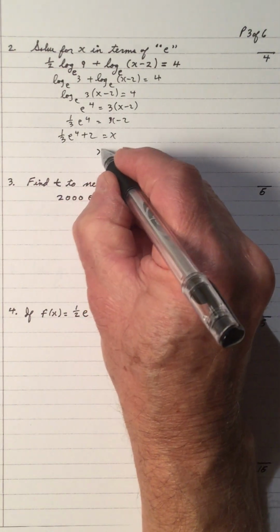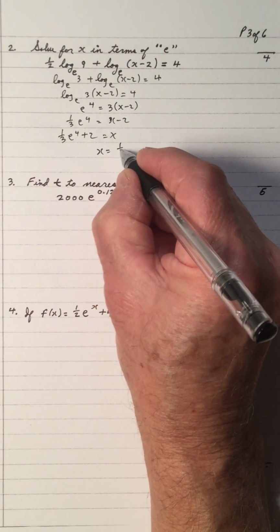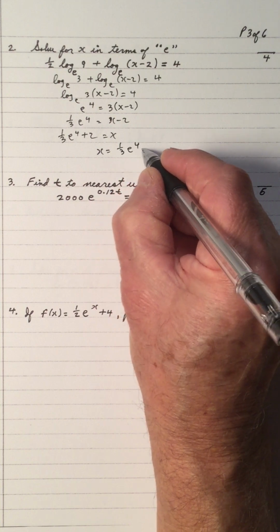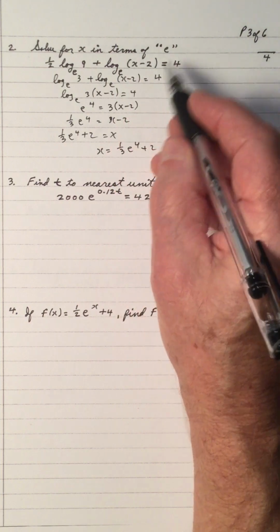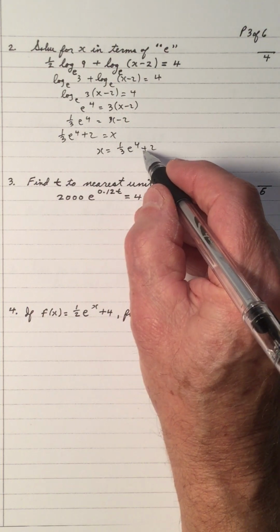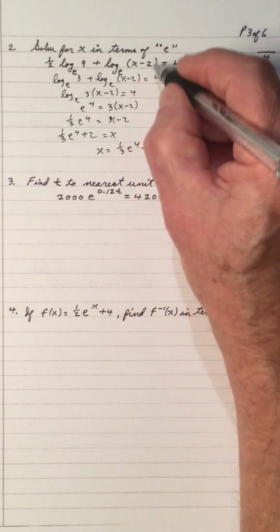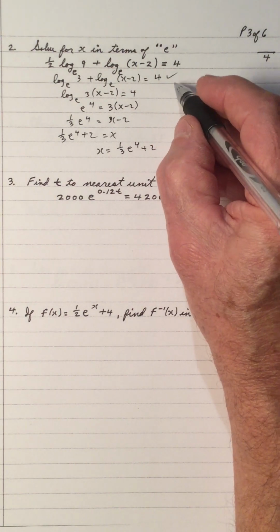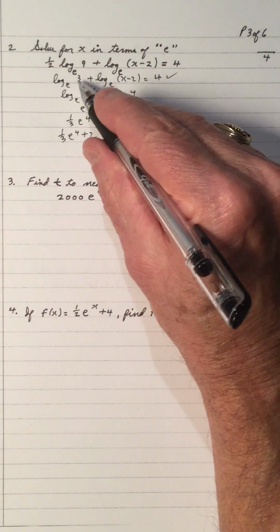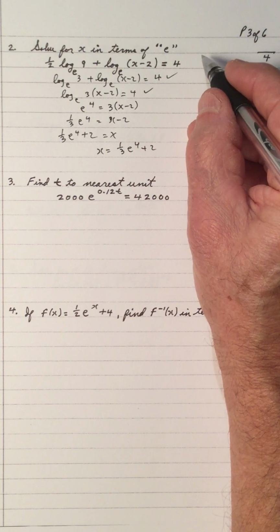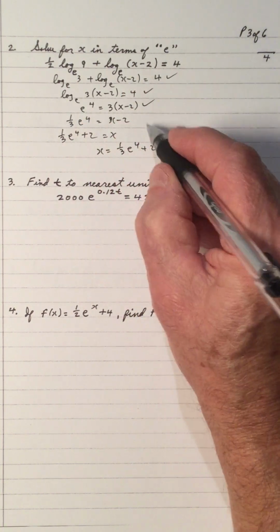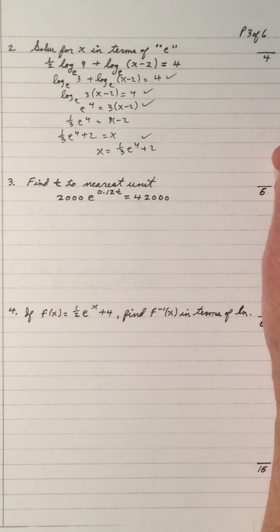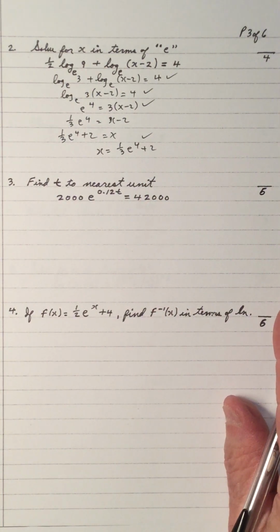So if you want to rewrite it with x first, you can see I now have x in terms of e. So if you did this step, you get a mark. If you did the sum of 2 logs is the log of the product, you get a mark. If you rewrote the log into an exponential, you get a mark. And if you solved it for this, 4 marks altogether.